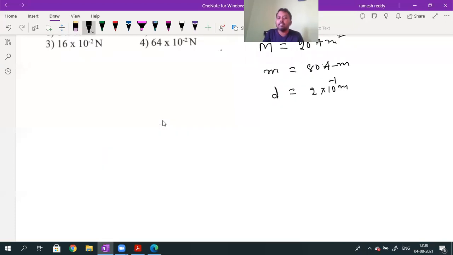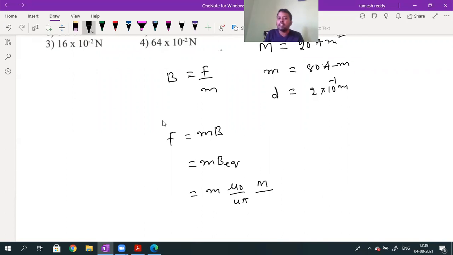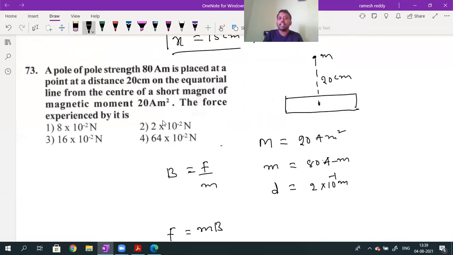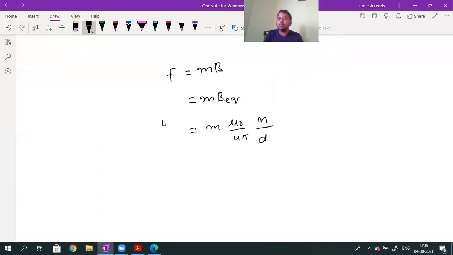Force experienced by the pole is given by the formula F equal to small m into B. Since we know the magnetic field induction is defined as the force acting on the pole, F is given by m into B. Here B is at a point on the equatorial line, given by mu naught by 4 pi into capital M divided by, what is the formula? Short bar magnet they mentioned, so no problem. For a short bar magnet I can write d cube.